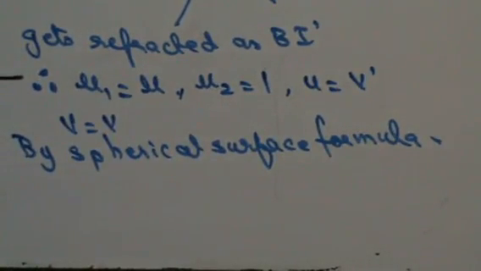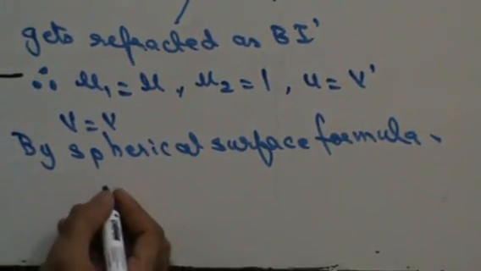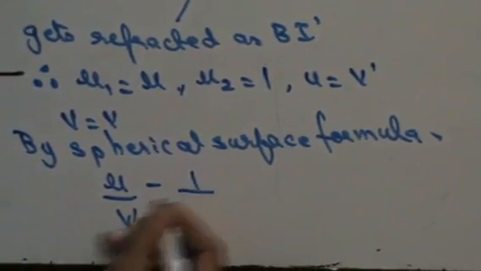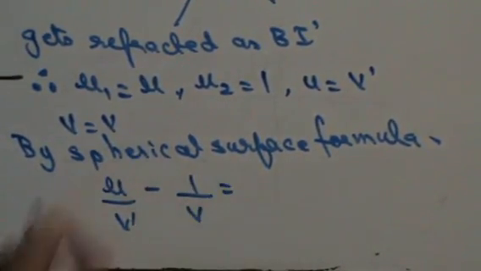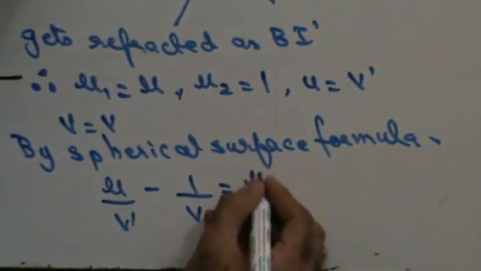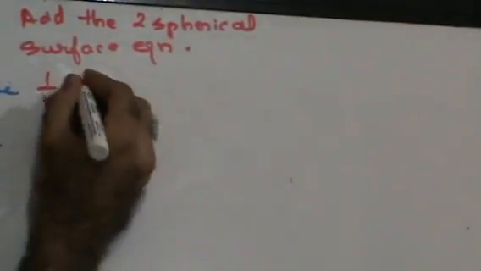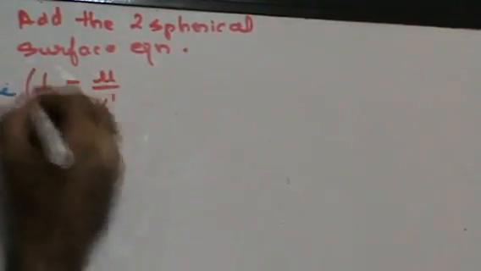If I apply spherical surface formula, spherical surface formula says that mu1 upon u, v bar minus mu2, which is 1 upon v, is going to be equal to mu1 minus mu2. So mu minus 1 upon r2. Right? Now add these two equations. Adding the two spherical surface equations.